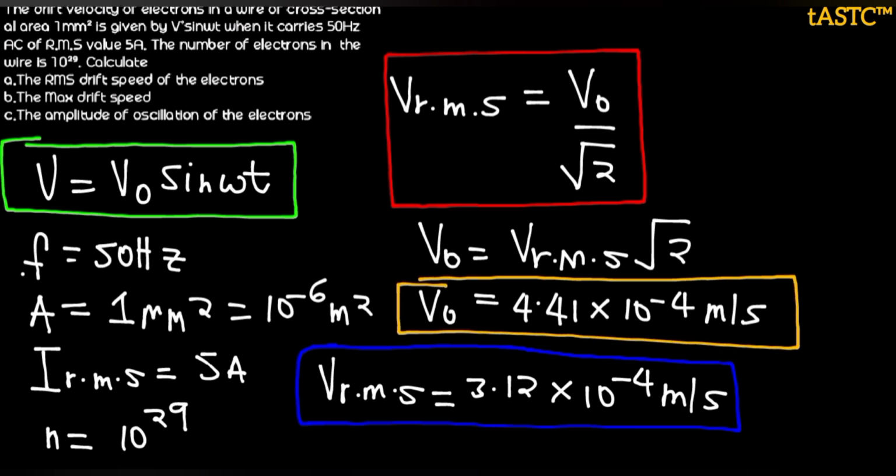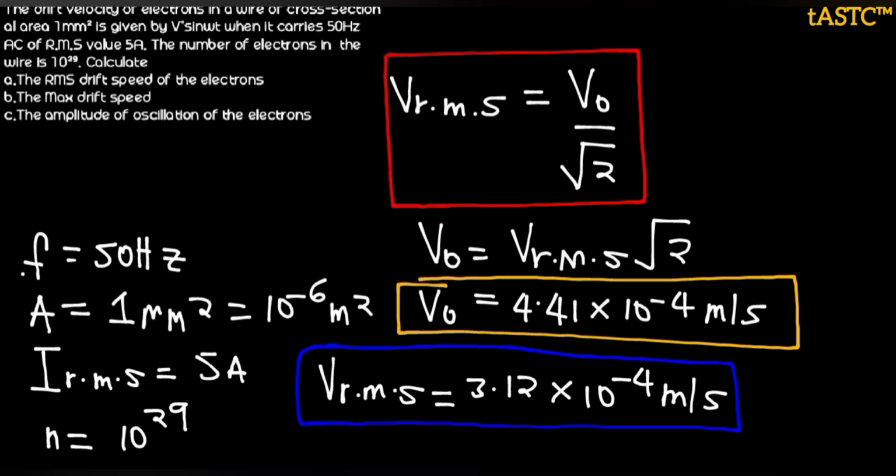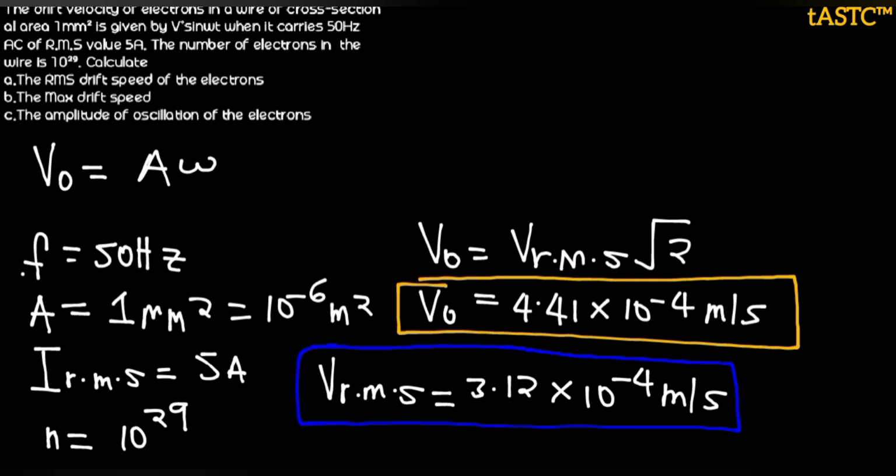Next up, we need to find the amplitude of oscillation for the electrons. Now, how can we find that? You need to know that V naught is equal to the amplitude multiplied by omega. This is velocity. Amplitude stands for the maximum displacement. This is the angular speed. Now we know that angular speed is equal to 2 pi divided by the period, or 2 pi multiplied by the frequency.